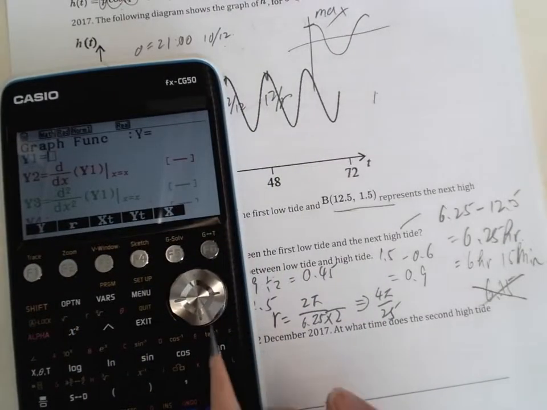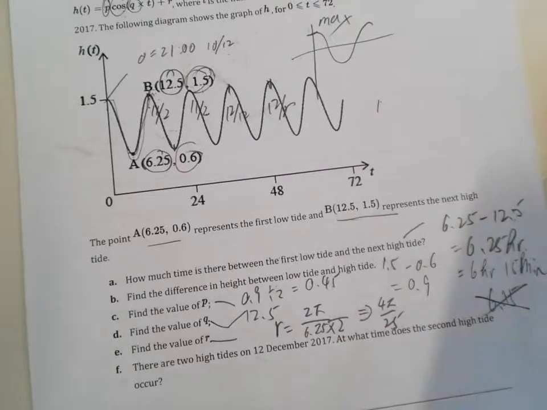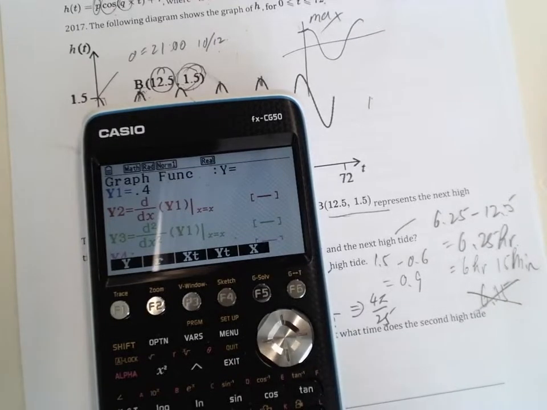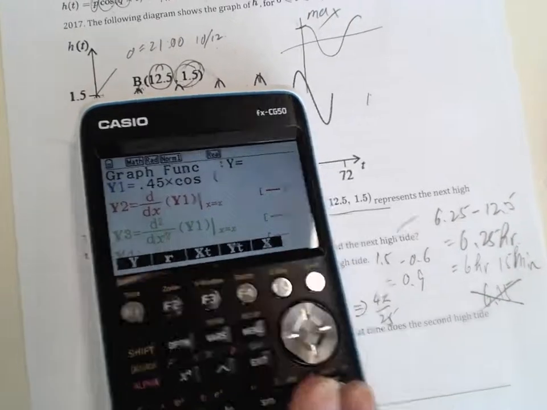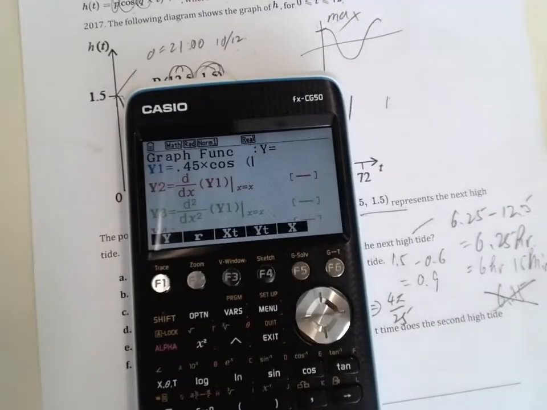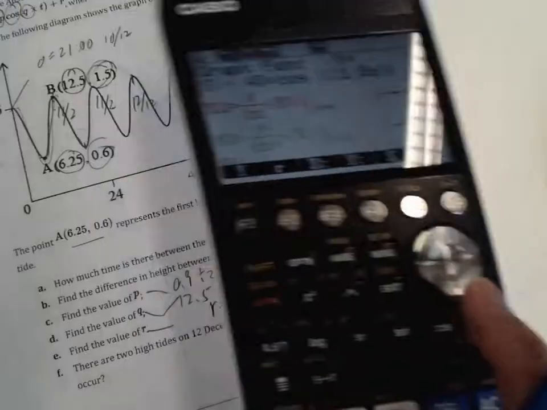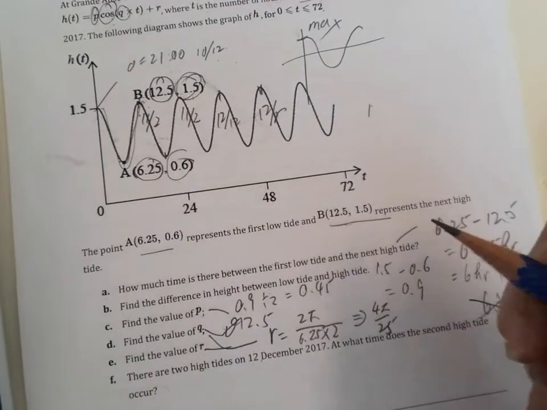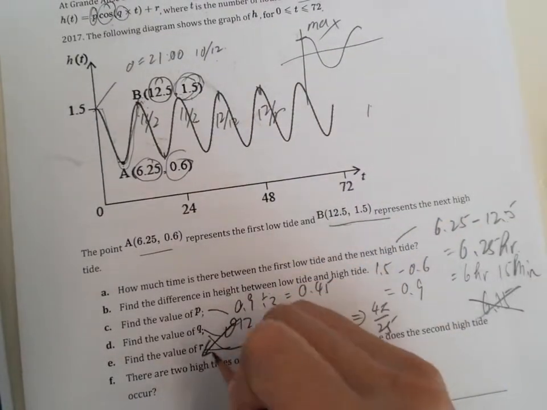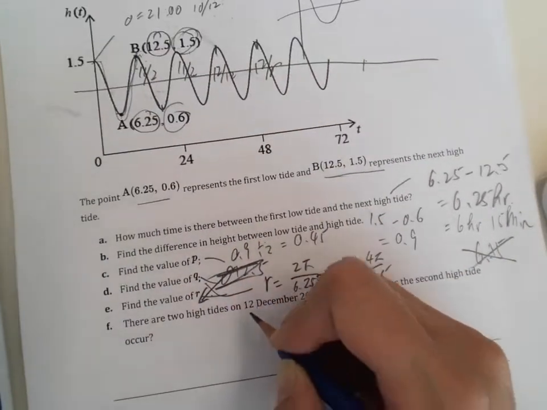So where is our P? We have 0.45 times cos, bracket, Q, 12.5 minus X, close bracket. Oh, sorry, this is Q. And R is here, the moving upwards that much. So R, there's a bit messy here.